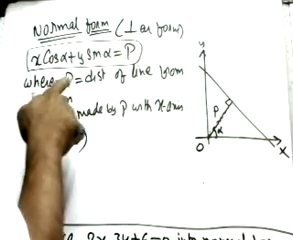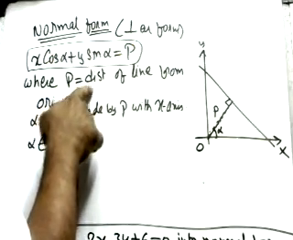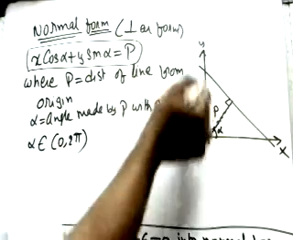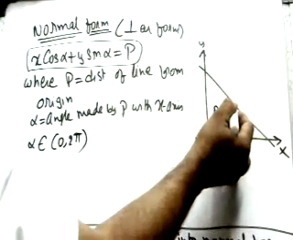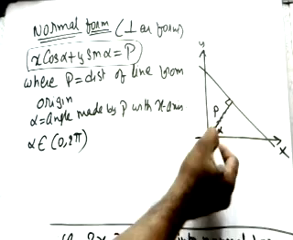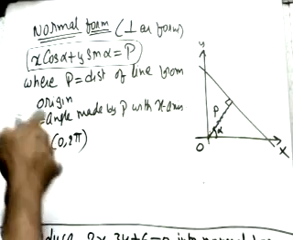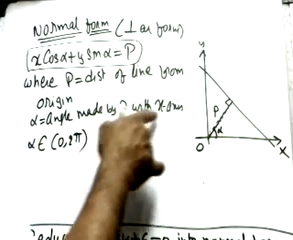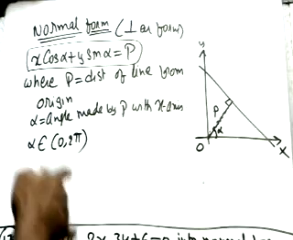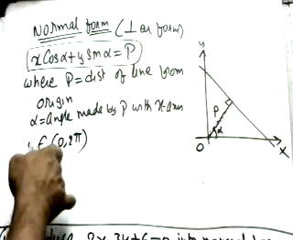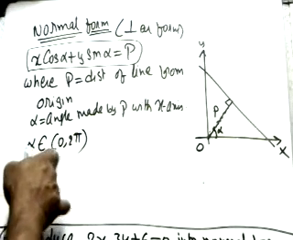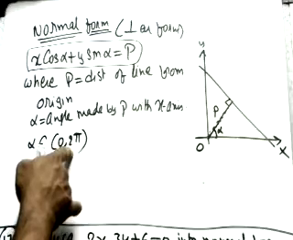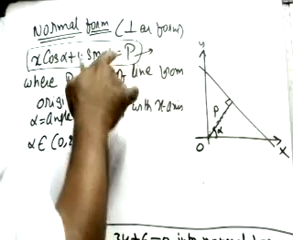This is called the normal form or perpendicular form, where P is the distance of the line from the origin, that is, the perpendicular distance from the line to the origin. And what is alpha? Alpha is the angle made by P with the x-axis. And the value of alpha lies between 0 to 2 pi.